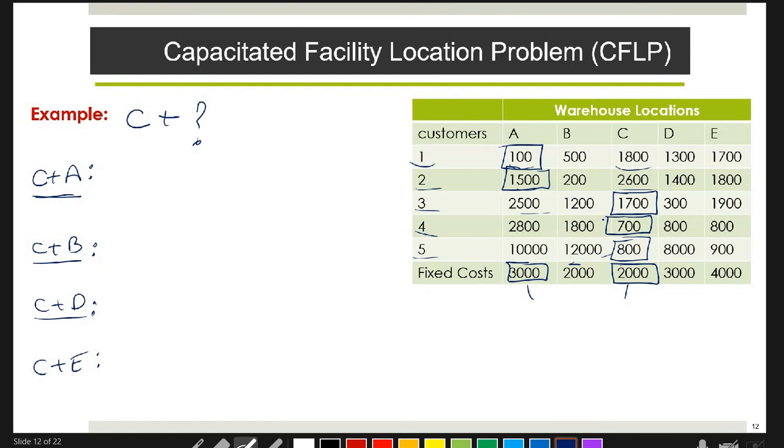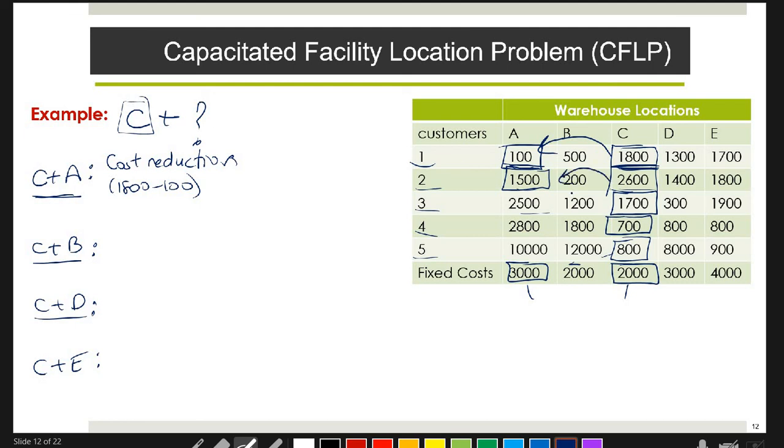But actually, you can think in a different way to make your task easier for calculation. So I am going to consider the cost reduction. Originally I had only C, right? And when I have only C, I have these costs. Now when I establish A, I decided to move the first customer from C to A. Then what was the original cost? It was 1800. What is the new cost? It is 100. Then what is the reduction in the cost? It is 1800 minus 100. This is the reduction by allocating customer 1 from C to A.